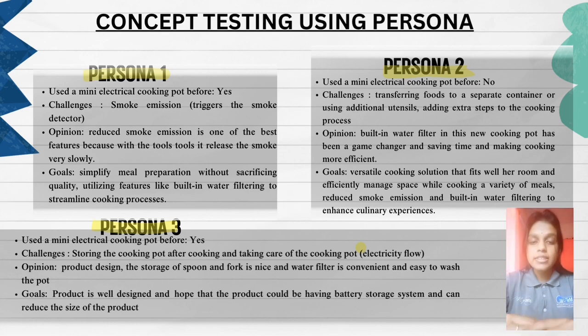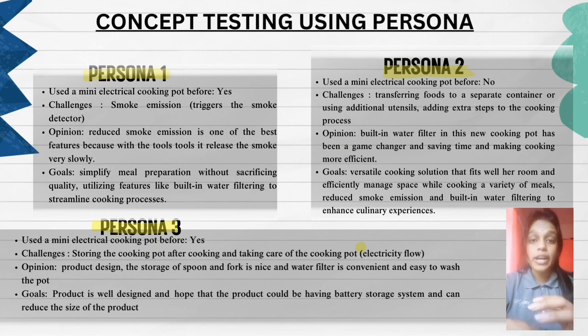The third question is, what is your opinion about our product? Persona 1 says that reduced smoke emission is one of the best features of this cooking pot. And the second persona mentioned that the built-in water filter in this cooking pot has been a game changer for her. She can filter water directly within the pot itself, saving time and making cooking more efficient. And the third persona mentioned that the product design is nice and he loves the spoon and fork storage, and he also mentioned that the size is convincing and can be stored in his room perfectly.